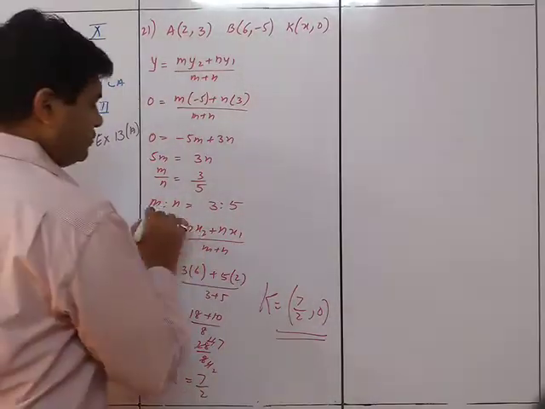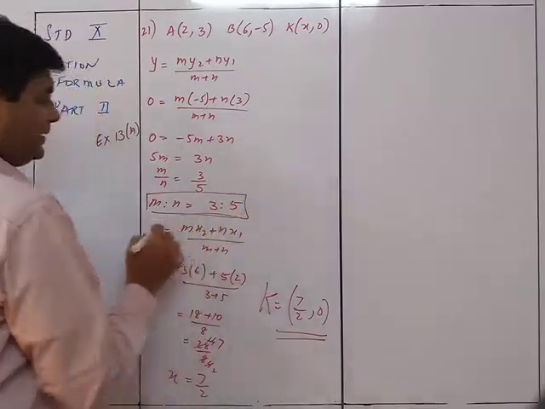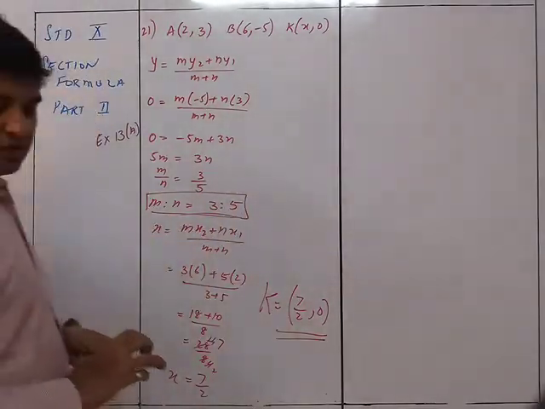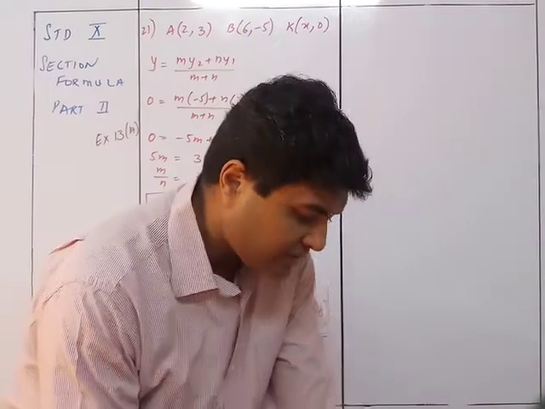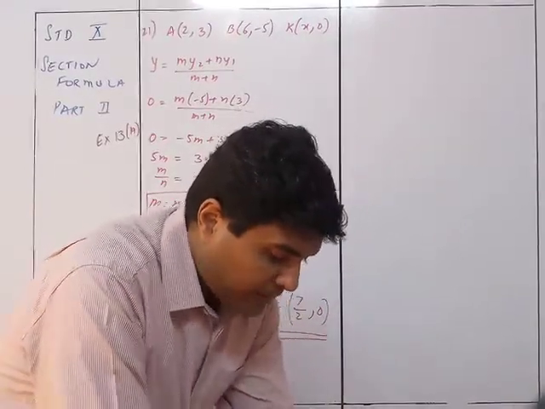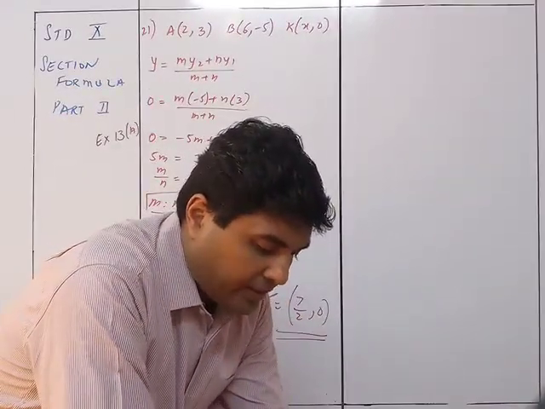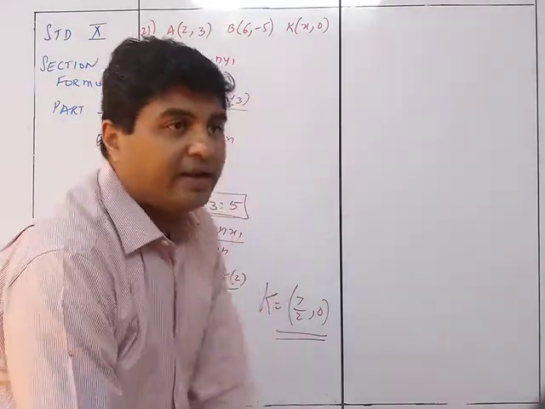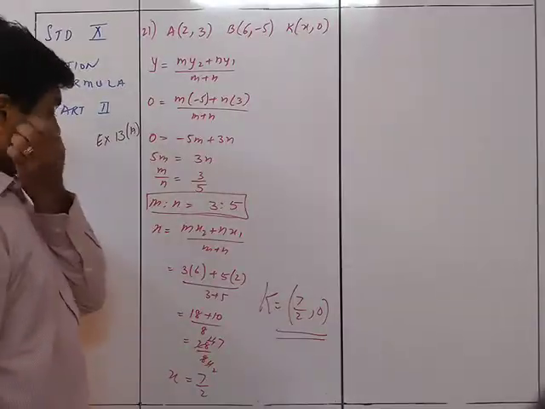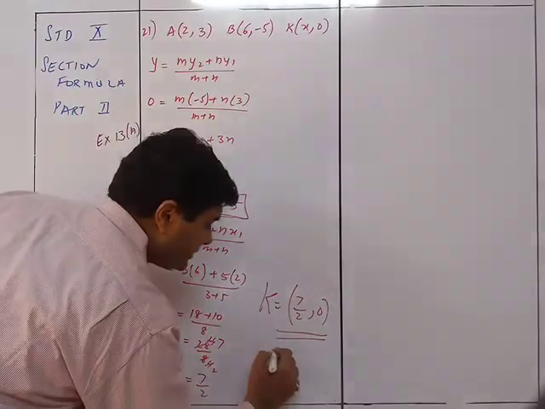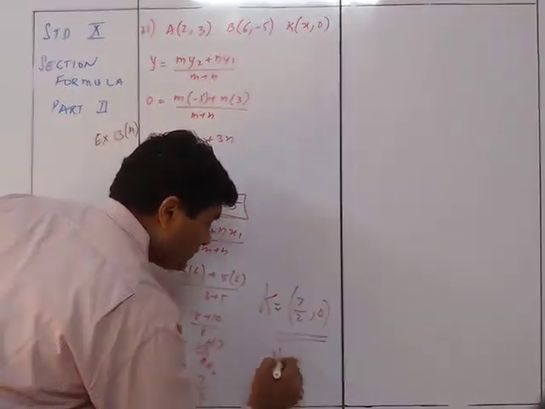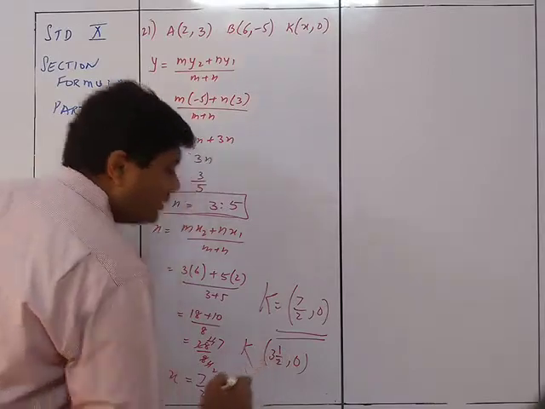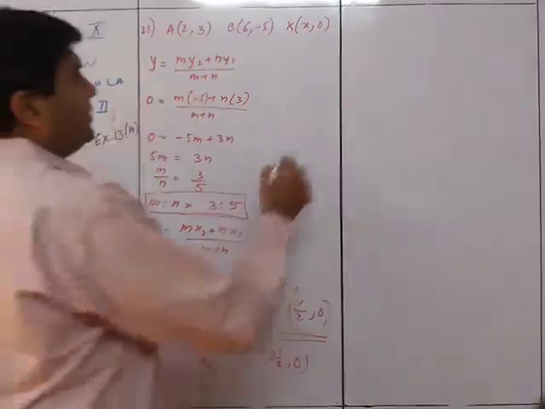Okay, and this was the earlier part: m upon n is equal to 3 is to 5. So this was sum number 21, that is, the ratio is 3 is to 5 and K is (7 upon 2, 0), or (3.5, 0). Okay, you can also write this as (3 1 upon 2, 0). We move on to sum number 23.